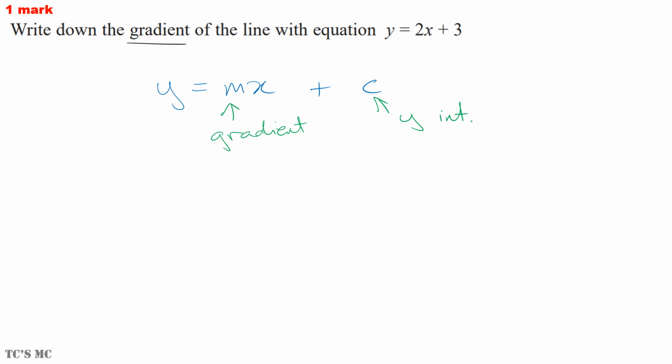In this question, we have been asked for the gradient, so we are looking at the number in front of the x, the coefficient of x. So our gradient is 2. And for 1 mark, we just need to write 2. The gradient is not 2x. We only use the coefficient.